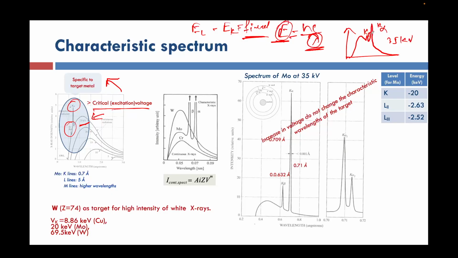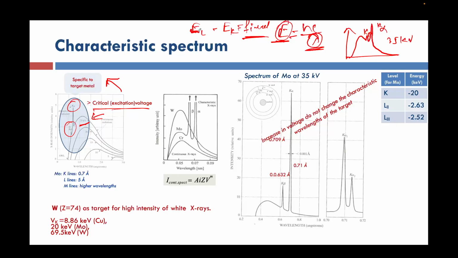Can you please repeat it again? Yes, sorry. Since these characteristic X-rays that I am talking about have a fixed amount of energy.